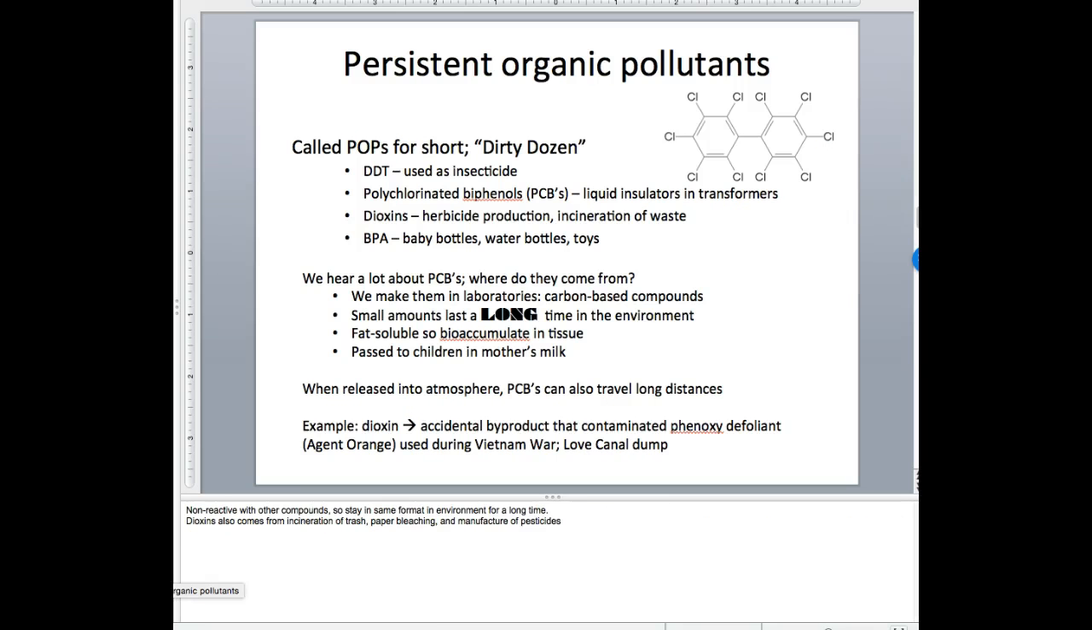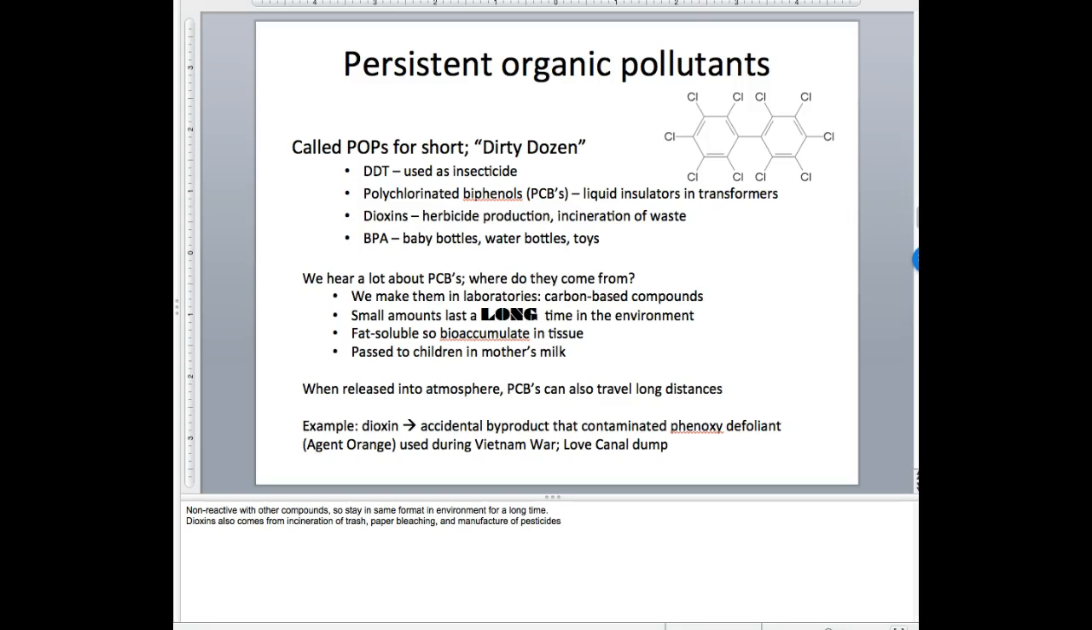Another major class of industrial pollutants are what we call POPs, or persistent organic pollutants. There's a dirty dozen. If it's not in your book, I can't remember if it is or not, you can Google dirty dozen and find the names of these contaminants. Some of them include DDT, which we know used to be used as an insecticide. Rachel Carson's powerful environmental book, Silent Spring, was written about this chemical. Polychlorinated biphenyls, or PCBs, were used as liquid insulators in transformers. Then there are dioxins, used in herbicides and the incineration of waste.